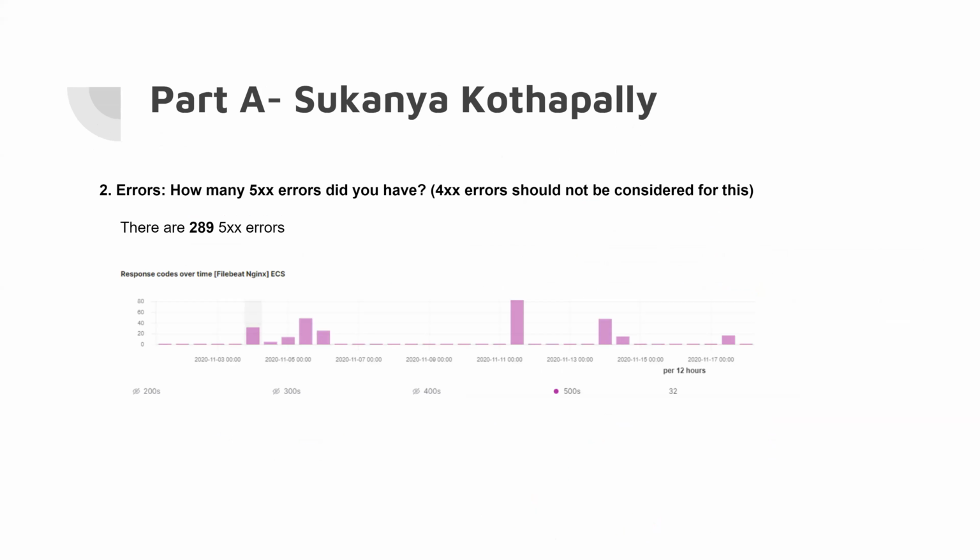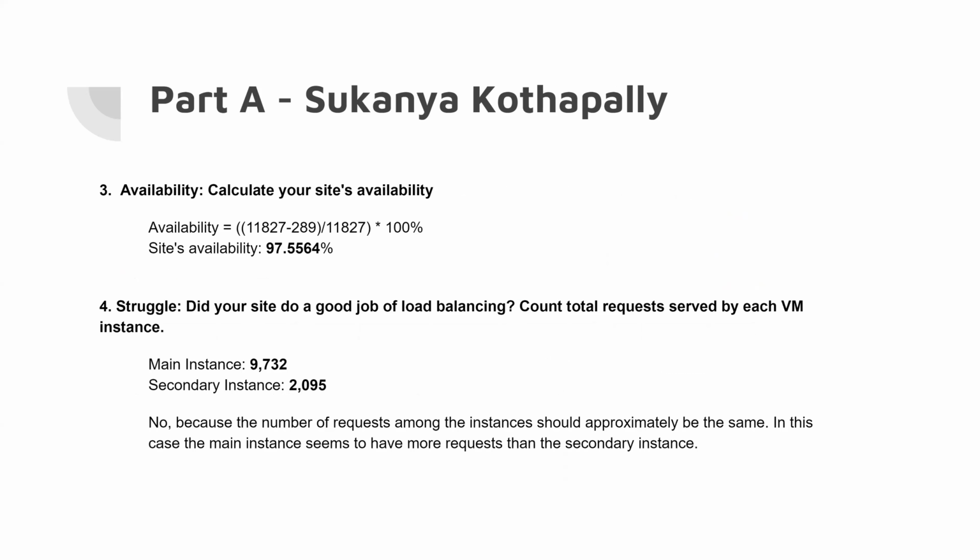Coming to the number of 500 errors, the site received 289 500 errors, and you can see the graph here. Next slide. Coming to the site's availability, it was total requests minus number of error requests divided by the total. You could see the site was 97% available.